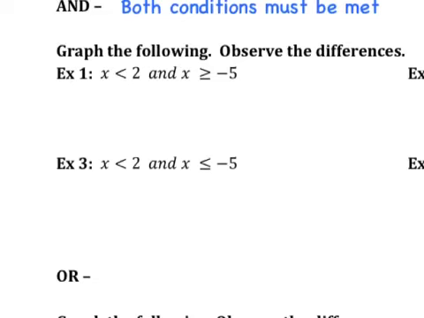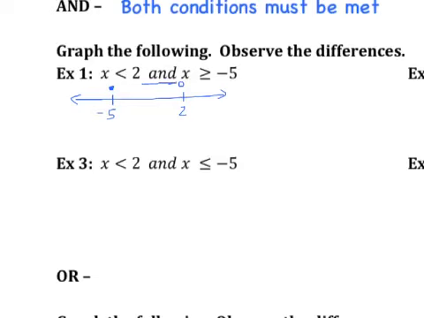equal to negative 5. So the first thing that I like to do here is begin with a number line and put my two numbers on it. And as we learned before, whenever we have an equality, like the negative 5 one, we're going to use a solid dot. And we're going to have an open circle here for the 2. Now what we're looking for are numbers that are both less than 2, so I'm going to draw a little line this way, and greater than or equal to negative 5.